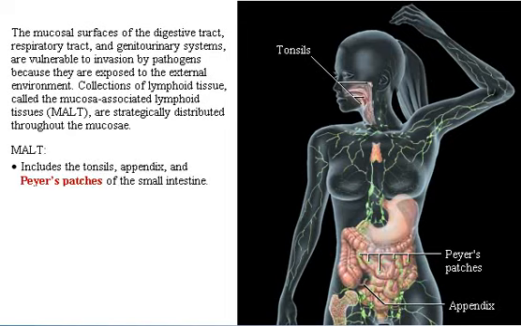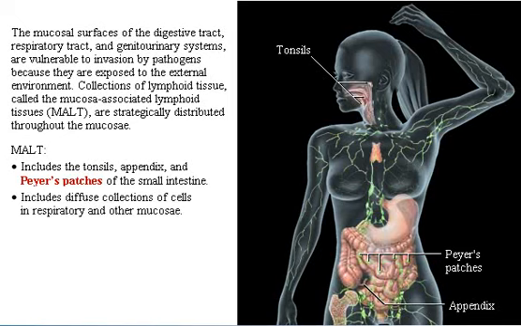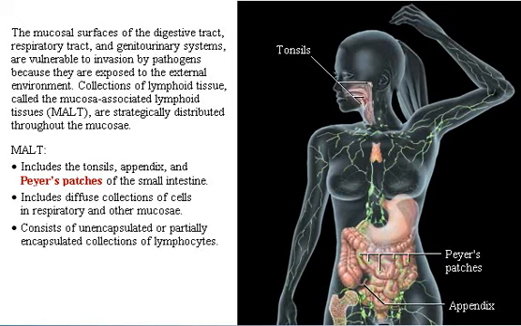MALT includes the tonsils, appendix, and Peyer's patches of the small intestine, as well as more diffuse collections of cells in the respiratory tracts and other mucosae. These tissues are unencapsulated or partially encapsulated collections of lymphocytes. MALT contains both B and T cells, with the B cells occurring in lymphoid follicles similar to those found in lymph nodes and the spleen. We will examine the tonsils, appendix, and Peyer's patches in turn.